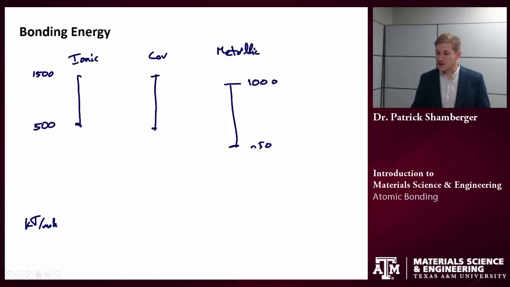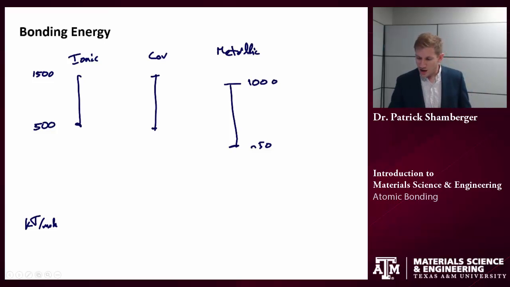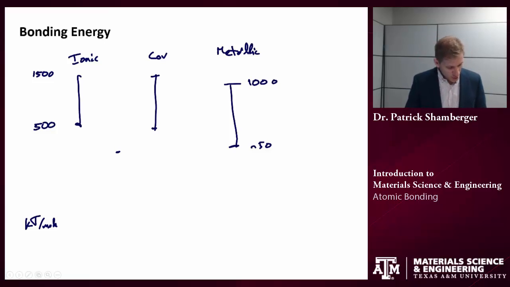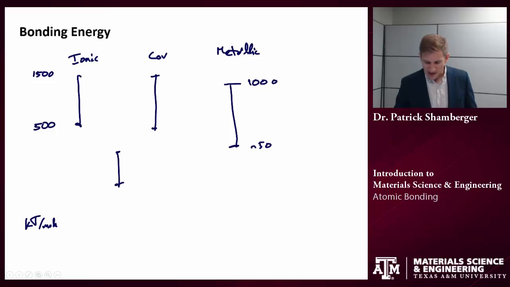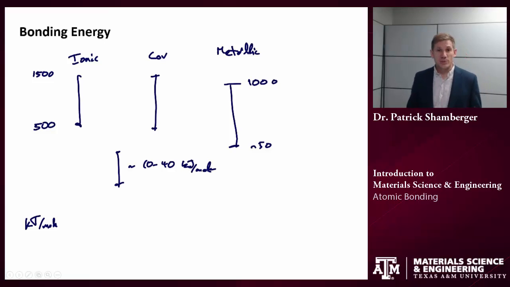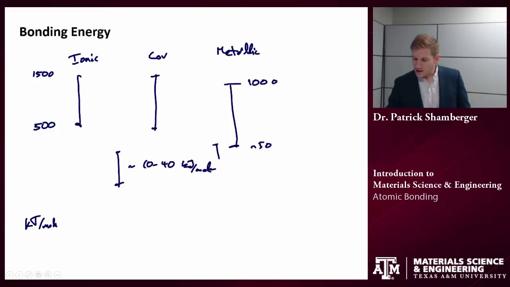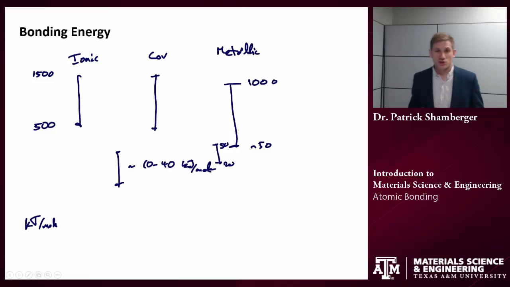So those are primary bonds. Secondary bonds, on the other hand, are all much lower. The van der Waals, so typical secondary bonds can be on the order of about 10 to 40 kilojoules per mole. Hydrogen bonds, which are a special case of secondary bonds, tend to have a little bit higher energy levels. So these are about 20 to 50 kilojoules per mole.